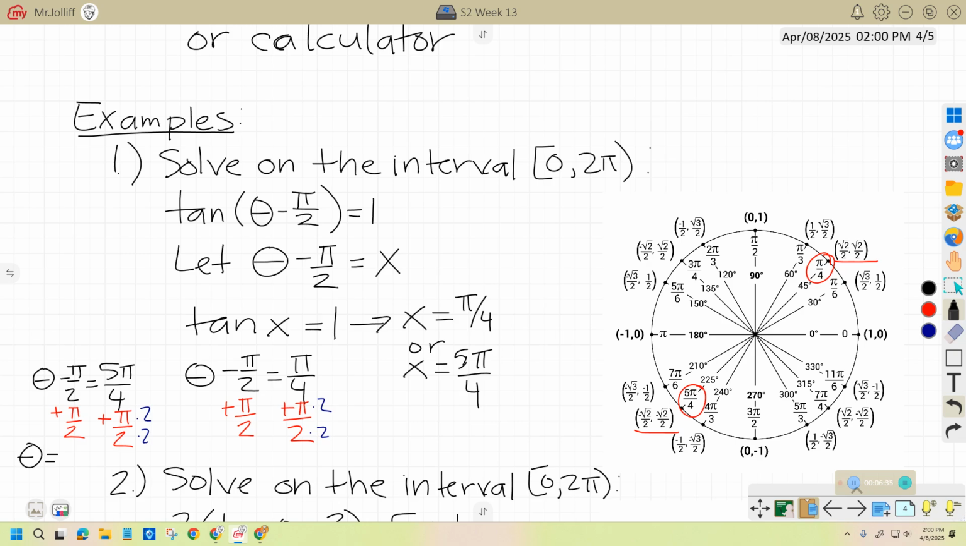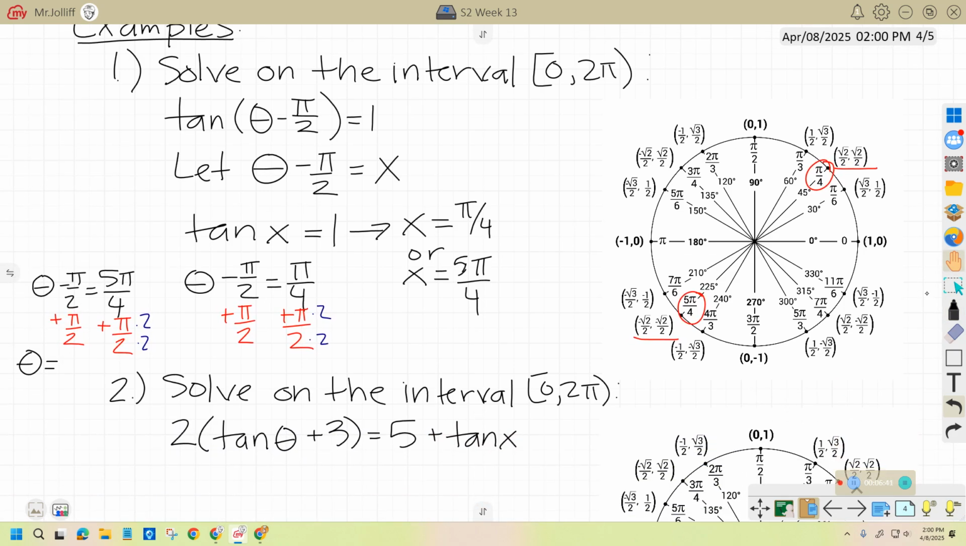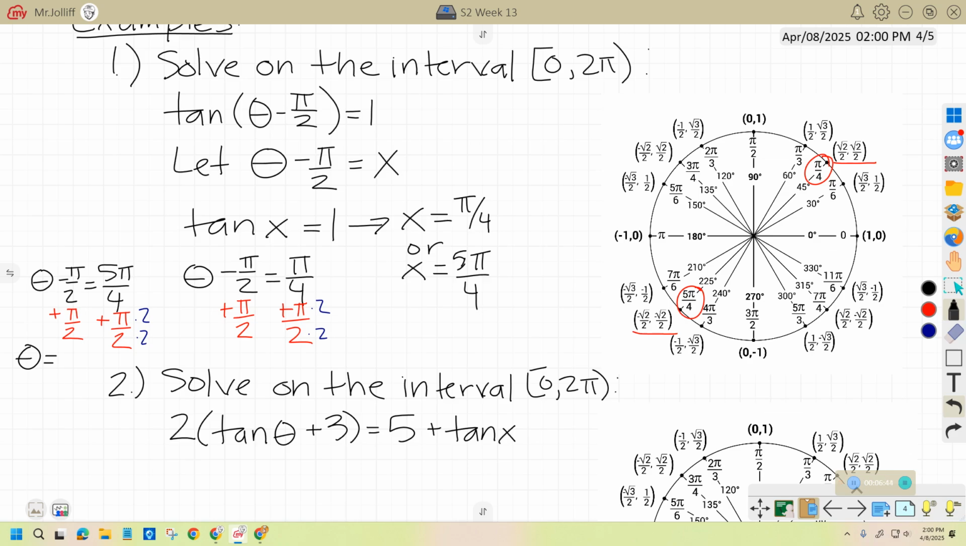So this first guy, 5 pi over 4 plus 2 pi over 4 is 7 pi over 4. My first answer. Over here, I get theta equals, and then pi over 4 plus 2 pi over 4 is 3 pi over 4. So my answers are not here, my answers are here.